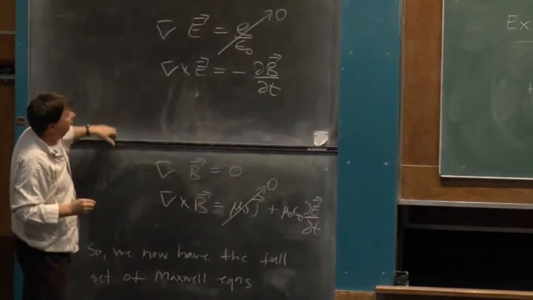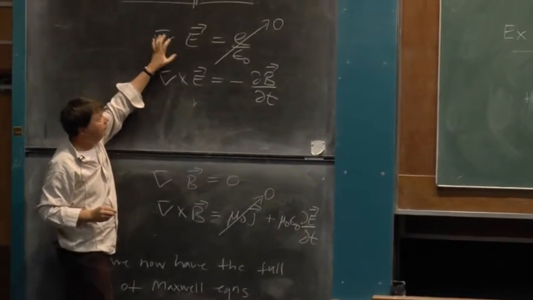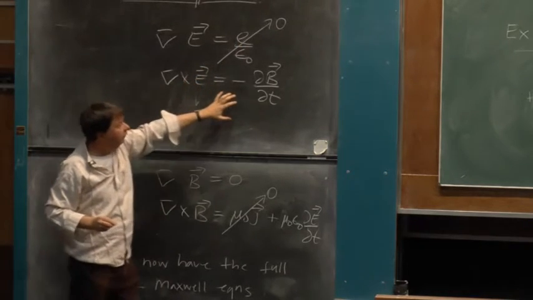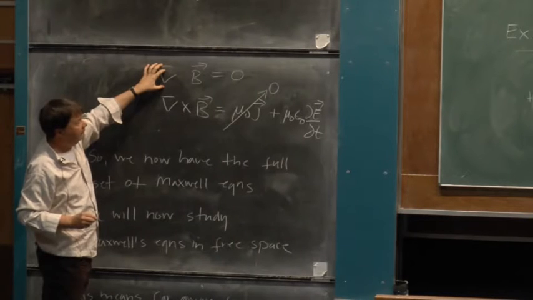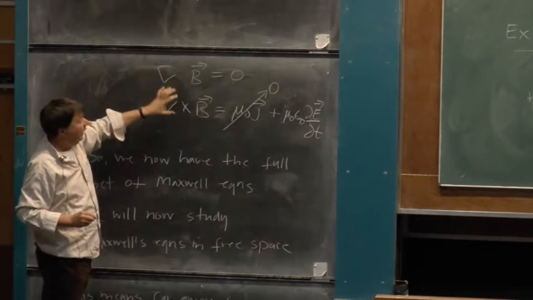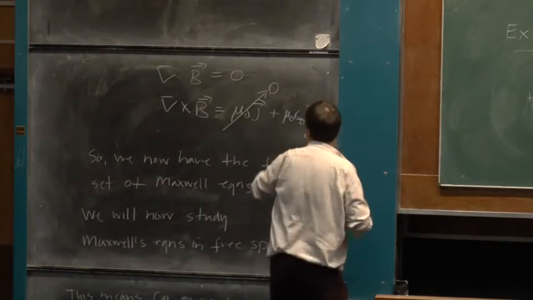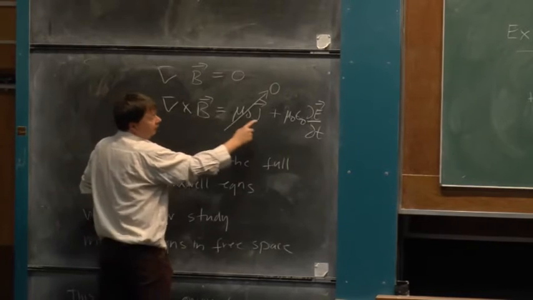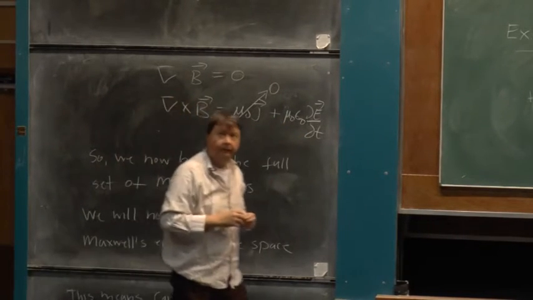And Maxwell's equations in free space are specifically that the divergence of the electric field is 0, the curl of the electric field is minus dB by dt, the divergence of the magnetic field is always 0, and del cross B, we've studied the approximation the other way round. We're going to take it this way round, where the curl of the magnetic field is plus mu naught epsilon naught dE by dt.